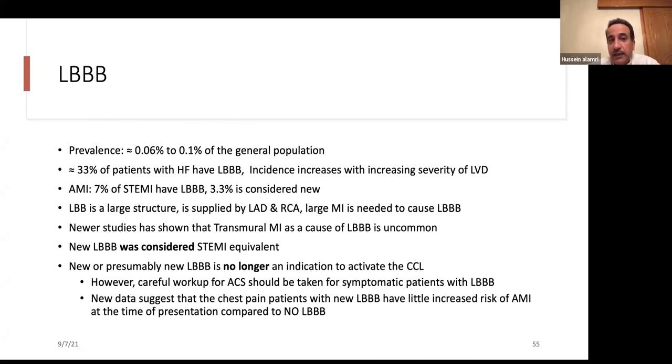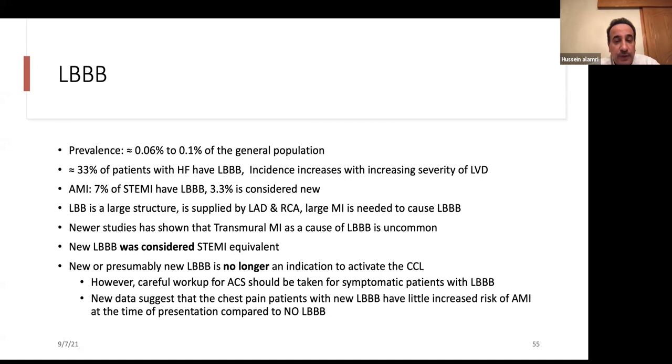That's why the guideline does not consider left bundle branch block alone as an indication of revascularization or activation of the cath lab, because left bundle is a very large structure. It's supplied by the LAD and the RCA. So the MI has to be extremely large to cause such left bundle branch block. So in the new guidelines, new left bundle branch block is not considered ST elevation MI. It's no longer an indication to activate the cath lab.